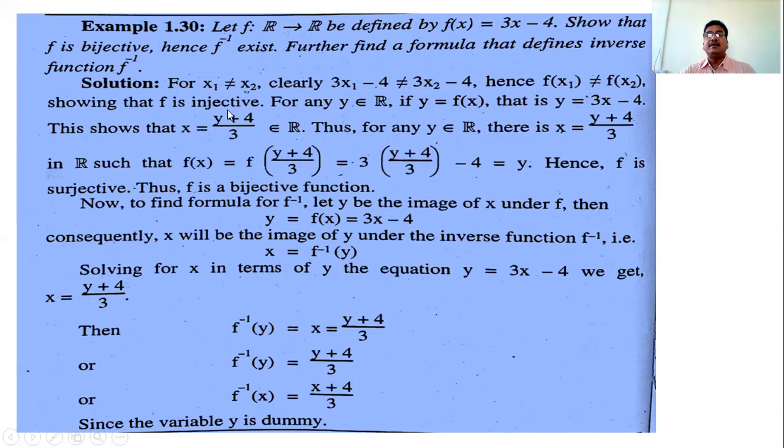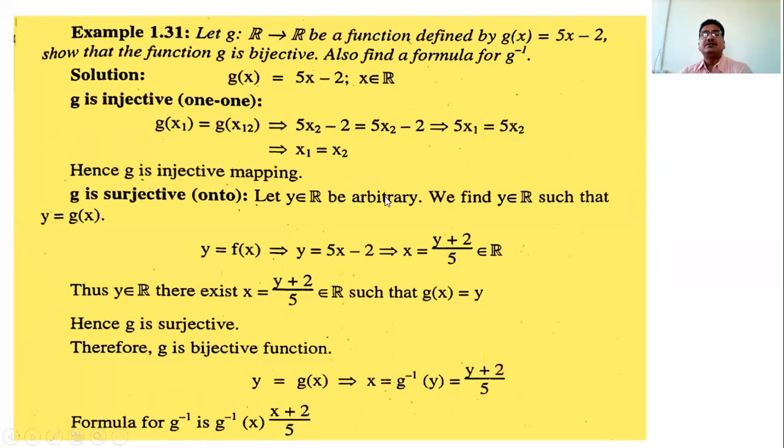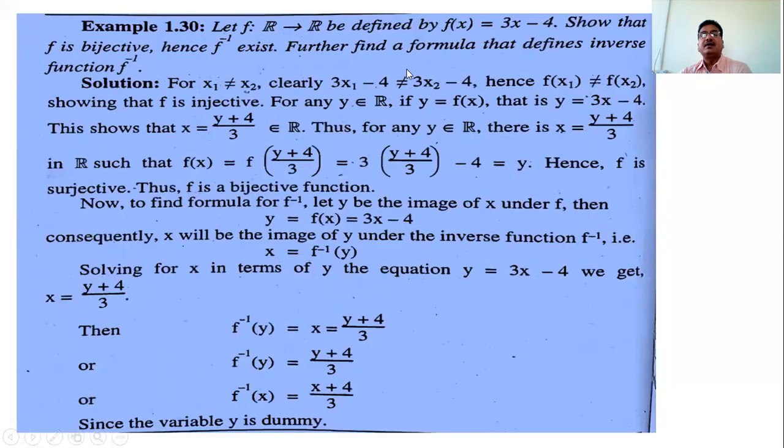This y has a pre-image, and hence f is surjective, and therefore f is a bijective function because it is both injective and surjective. A similar example is here: show that the function g is bijective. Instead of f, the notation is g. So take x1 and x2, these two not equal. This is another proof. Give the proof of this injective condition similar to this problem.